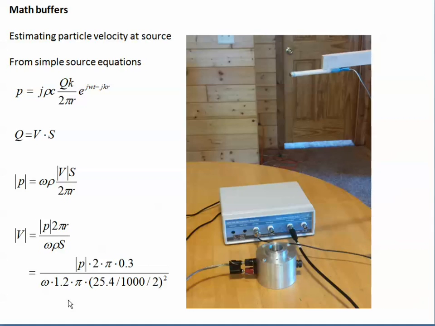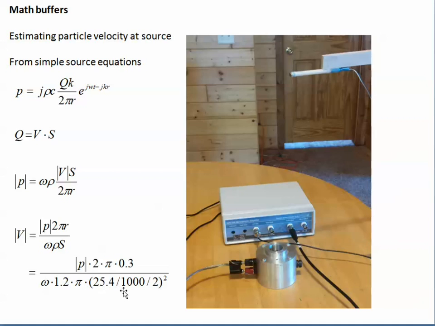Now, if we want to type that in as a math buffer, we'll use something like this. We have the magnitude of the pressure. We'll enter that in as the left channel for our data set. 2 times pi. The radius is 12 inches or about 30 centimeters or 0.3 meters. I'm just going to type that in as is. We've got a variable for omega. We're going to use that. I'm going to use 1.2 for the density, just a rough approximation. You'll be able to just type in pi.